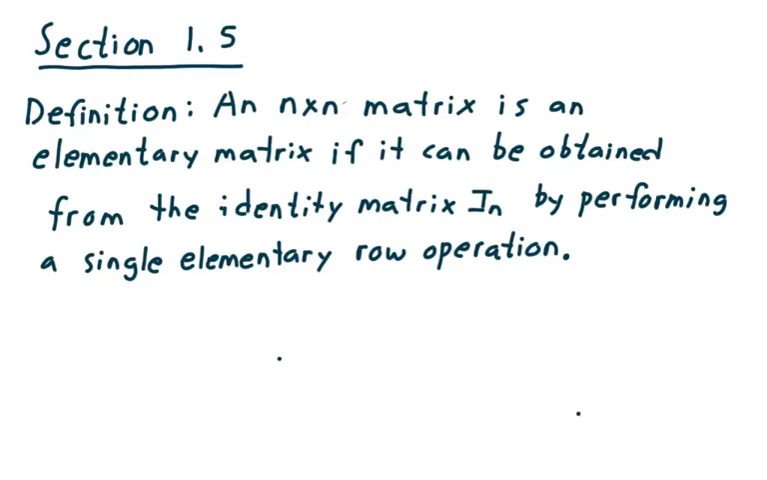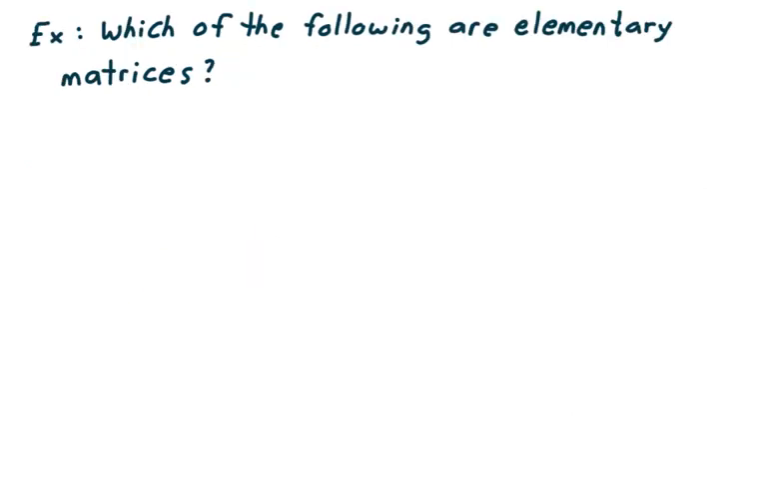This is a video from section 1.5 in a linear algebra class. Definition. An n by n matrix is an elementary matrix if it can be obtained from the identity matrix I sub n by performing a single elementary row operation. Okay, let's take a look at this example. Which of the following are elementary matrices?